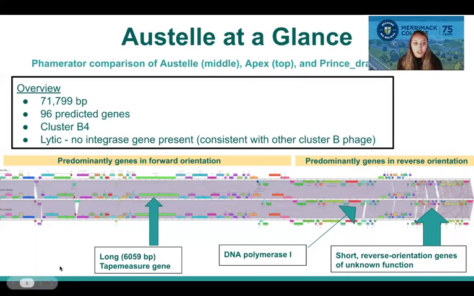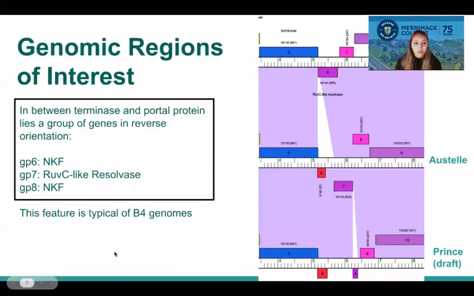Now I'm going to discuss a few features of Austelle's genome that we found particularly interesting. One feature of Austelle's genome that is typical of cluster B4 is the presence of a reverse orientation RuvC resolvase, encoded by GP7, indicated in the purple here. RuvC resolvases can resolve Holliday junctions, suggesting this gene may enable phage-mediated recombination.